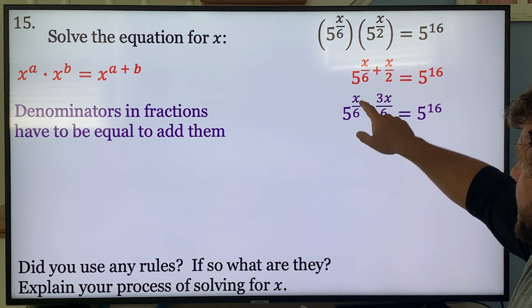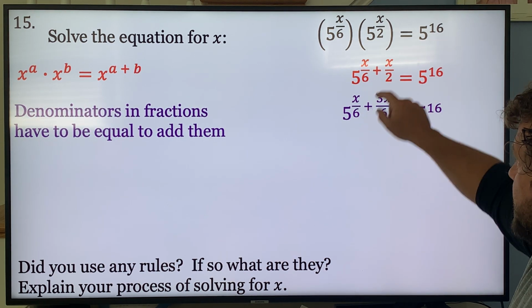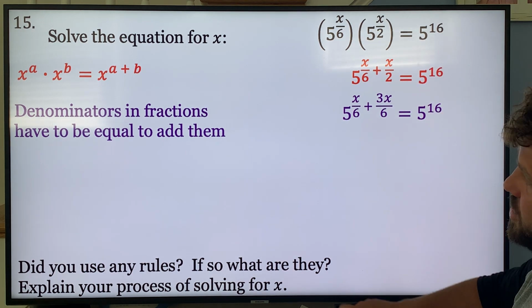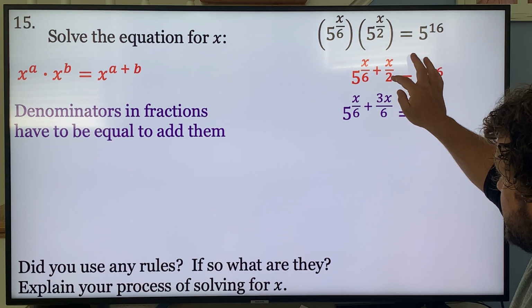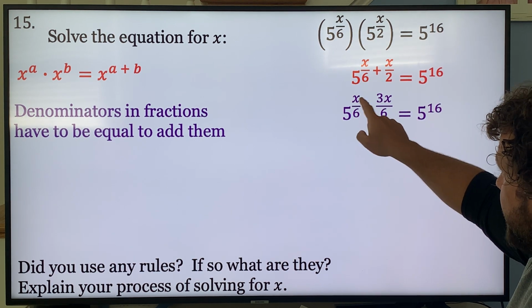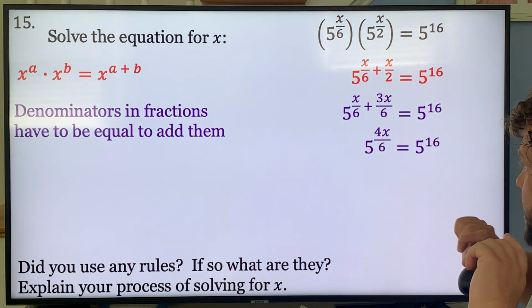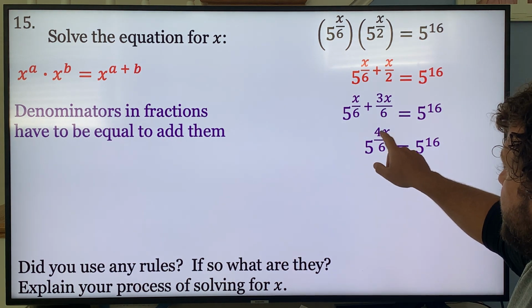So when you do this, x over 6 plus, this has to be multiplied by 3 over 3 because you want the denominators in the fractions to be equal. So 3 over 3, 3x, 3 times 2 is 6. X plus 3x is 4x. So 5 to the 4x over 6.